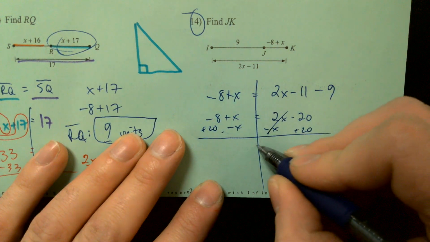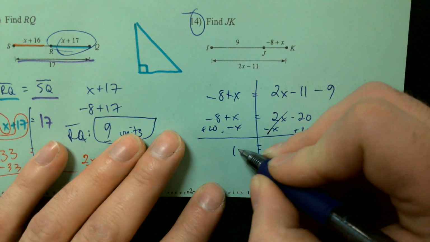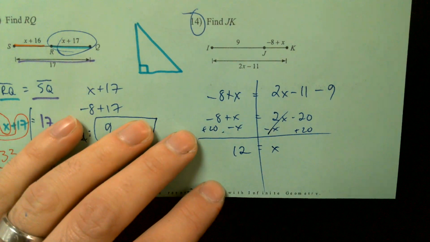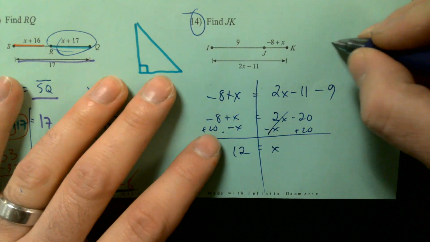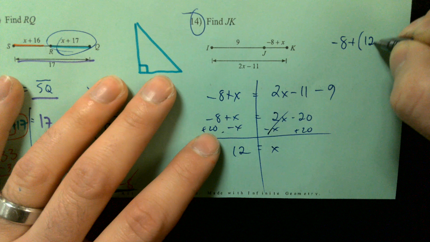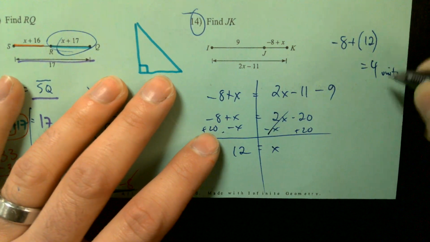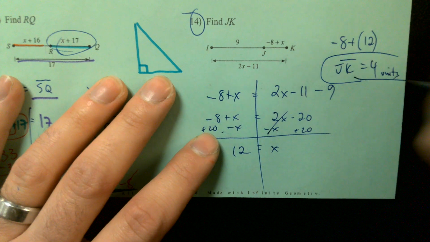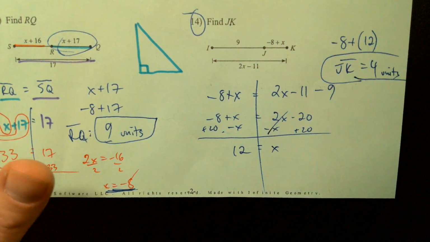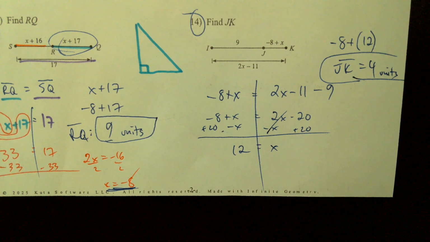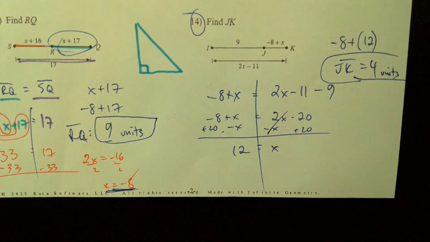And I get, oops, sorry, I crossed out the wrong thing. x equals 12. Is that my answer? No. JK is negative 8 plus x. Well, what's negative 8 plus 12? 4 units. If JK is 4 units and IJ is 9, how long is IK?